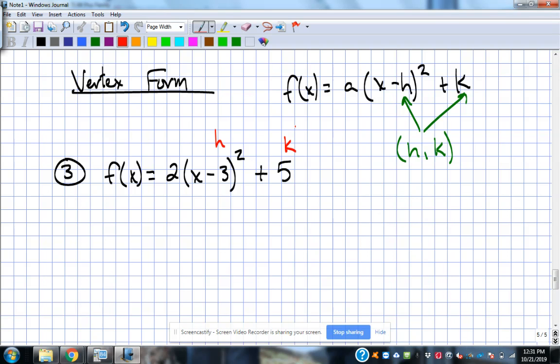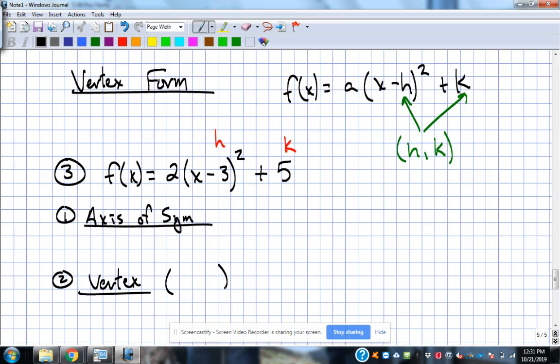This is H, this is K. That's what we got to know. We got to know that about vertex form. So with that, that helps us to do the axis of symmetry, I'm just going to abbreviate that, axis of sym, and vertex. Should be no calculation required for either of these.